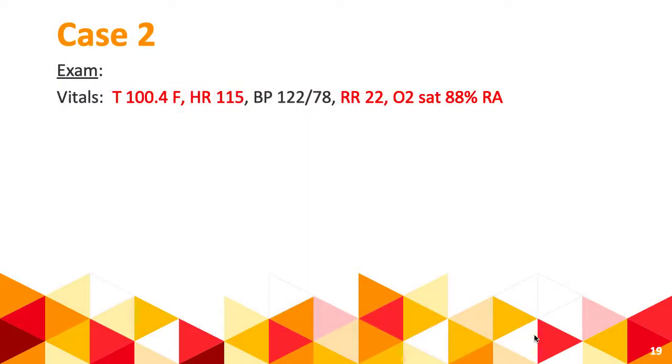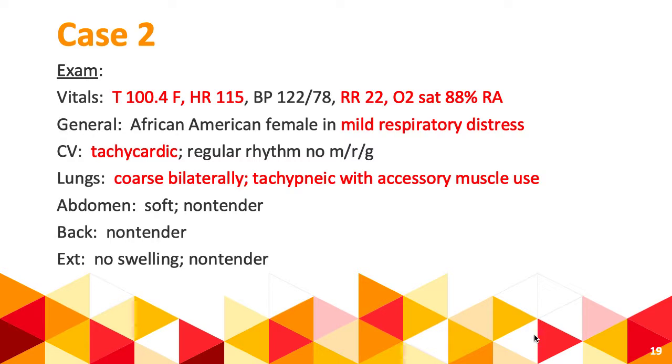All right. So we're going to move on to the physical exam. Unlike the last case, this case, the patient's vital signs are not normal, as you can see there. She's got a fever, tachycardic, tachypneic, and hypoxic. Here's the rest of the exam. The portions in red are the abnormal. She's in mild respiratory distress. She's tachycardic. She's got an abnormal lung exam. Anything else that you want to know, or is that enough information for you?